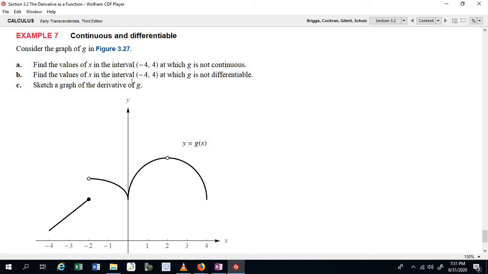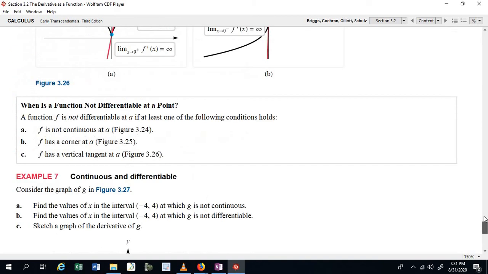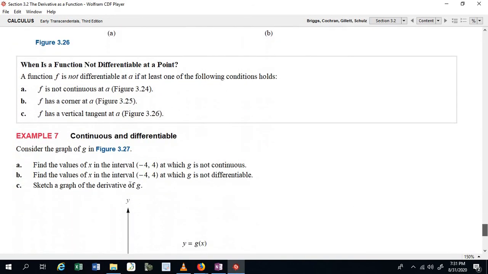Now find the x values in this interval, from -4 to 4, at which g is not differentiable. Okay, well, it's certainly not differentiable at this point when x is -2, and at this point when x is +2, because remember, if f is not continuous at a, then it can't be differentiable at a.